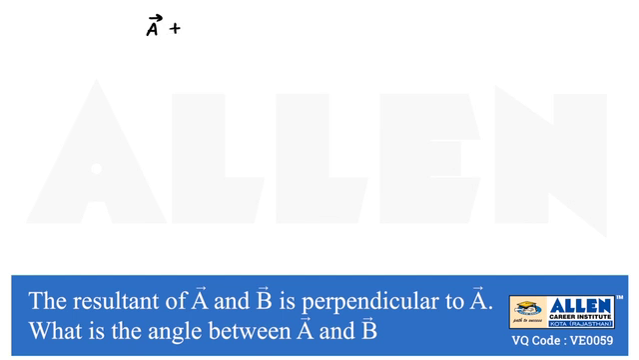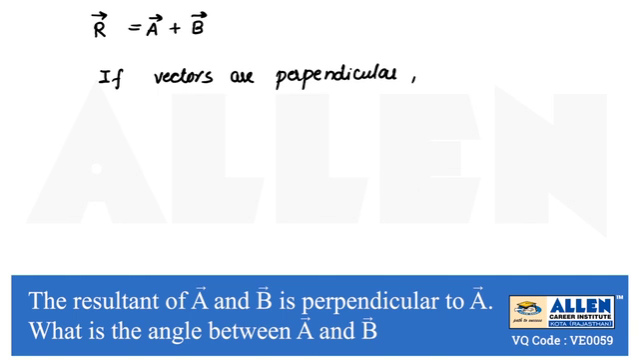Resultant means A vector plus B vector. Suppose it can be represented with the help of R vector. So R vector is perpendicular to A vector. We know a condition: if vectors are perpendicular, then their dot product will be 0. So we will use this condition in our question.